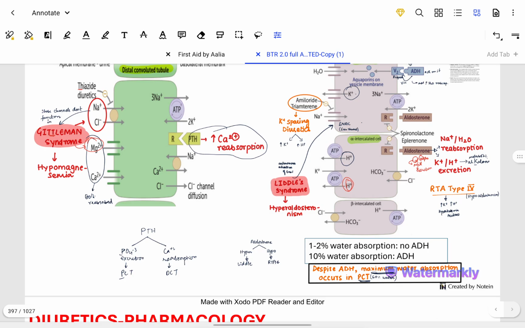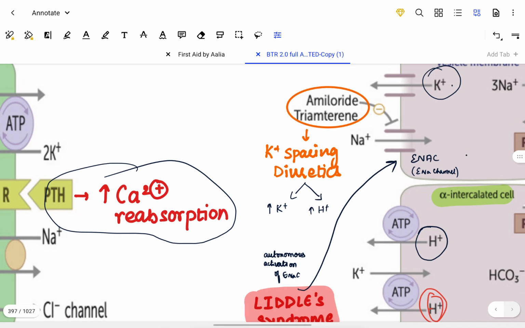Now, amiloride and triamterene are potassium sparing diuretics. If they are potassium sparing, they will not allow the excretion of potassium, right? And along with potassium, H plus is also spared. They only act on ENaC channels and cause sodium excretion. So basically the opposite function of aldosterone. Sodium excretion, then water excretion will be there, but K plus and H plus are increasing. It is a potassium sparing diuretic. Amiloride and triamterene.